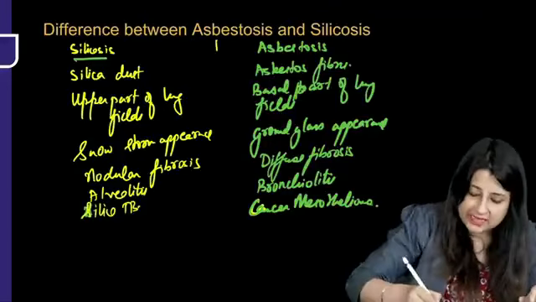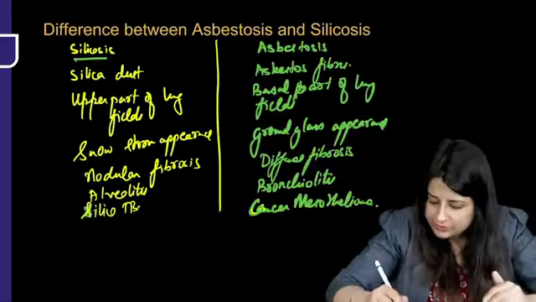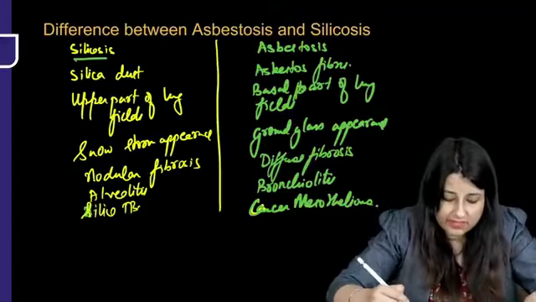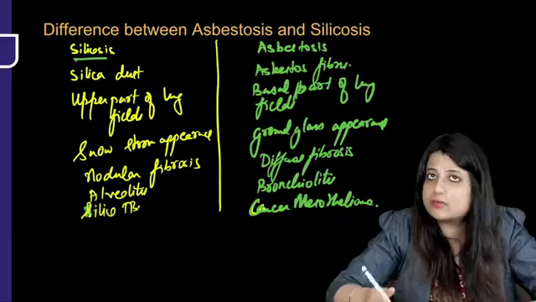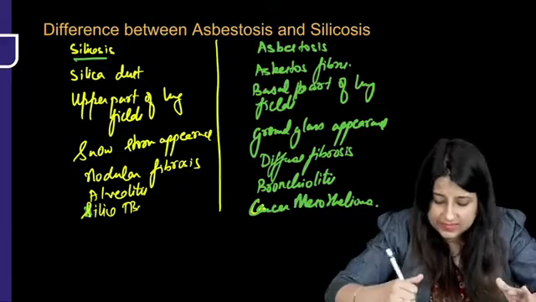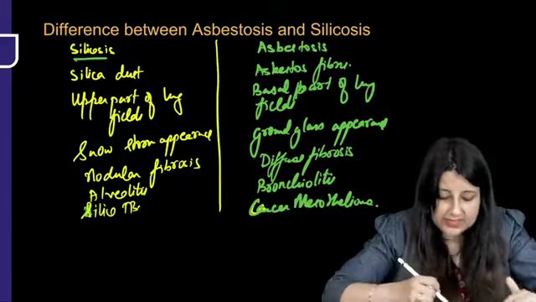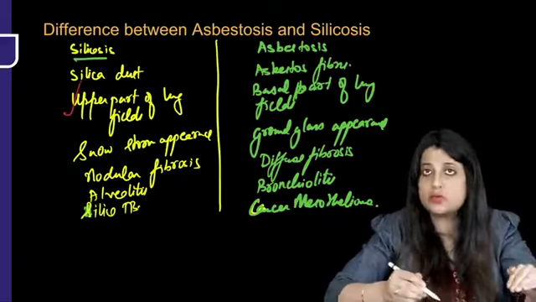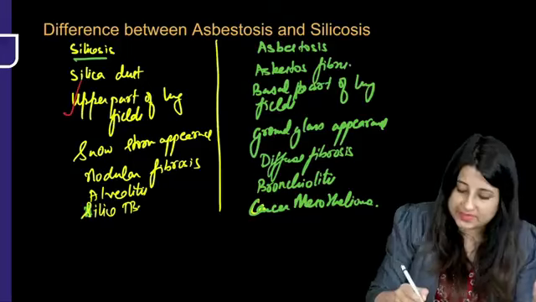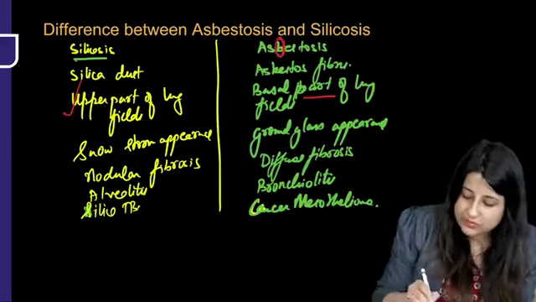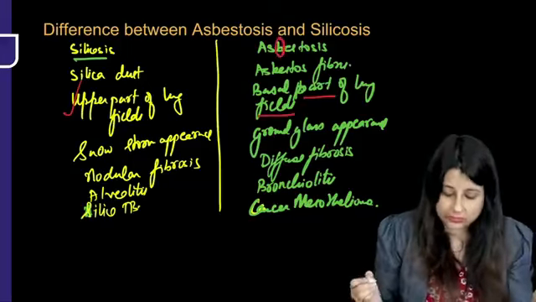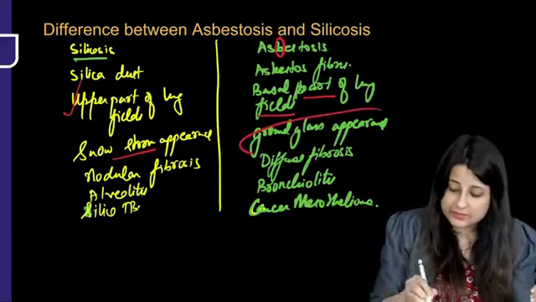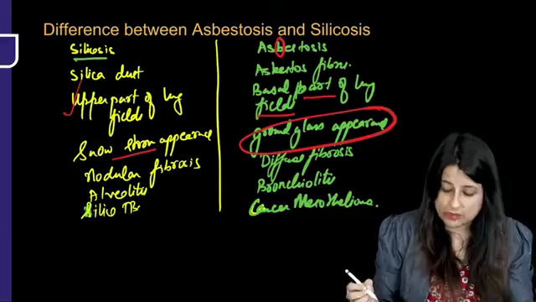Now, I've made a table of two very important pneumoconiosis that are asked, silicosis and asbestosis. Look over here: silicosis is due to exposure to silica dust, asbestosis to asbestos fibers. Silicosis always affects the upper part of lung fields, and asbestosis, B for basal, affects the basal part of lung fields. Plus silicosis, S for snowstorm appearance. Asbestosis presents with a ground glass appearance.